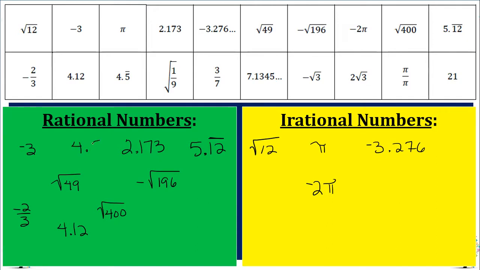4.5 repeating, rational. The square root of 1 over 9, it looks like it may be irrational, but if we simplify this, we really get 1 over 3. They're both perfect squares, 1 and 9. So this is a rational number. 3/7 is rational.